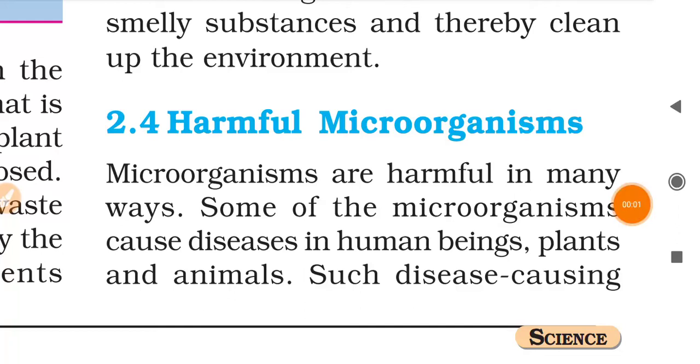Dear students, last week we discussed useful microorganisms. Today we are discussing harmful microorganisms. Microorganisms are harmful in many ways. If we compare their usefulness, you can say it is overcome by their harmfulness.